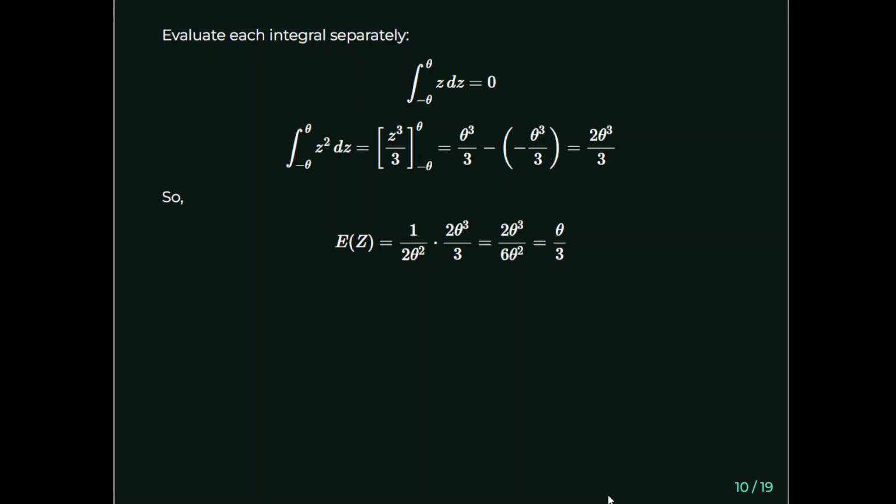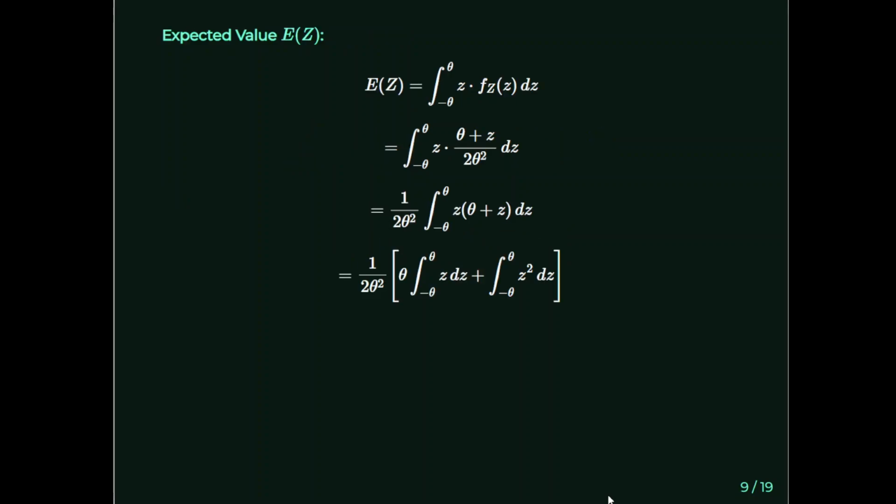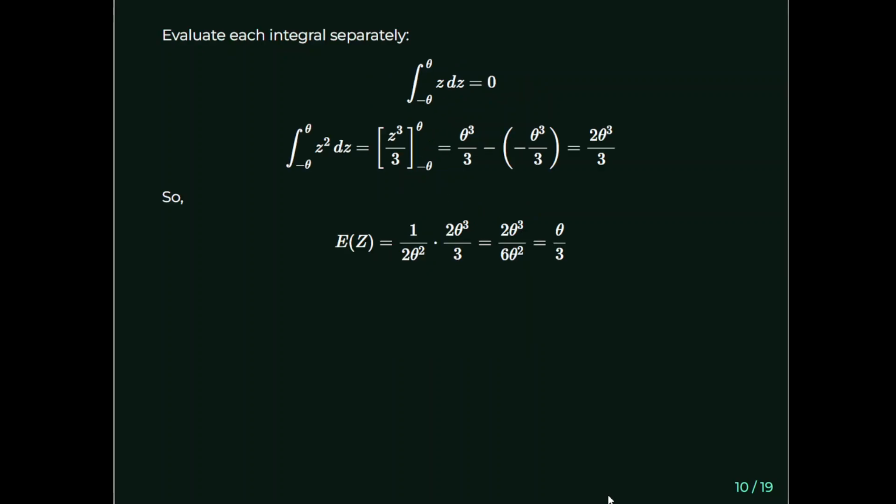Okay, remember, just going back a bit, we took that term out at the start, see that third line there. Just remember that has to be brought back in, times 2 theta cubed divided by 3. So that ends up as 2 theta cubed divided by 6 theta squared, which works out to be theta divided by 3, sorry. Okay, so that's the expected value of z.